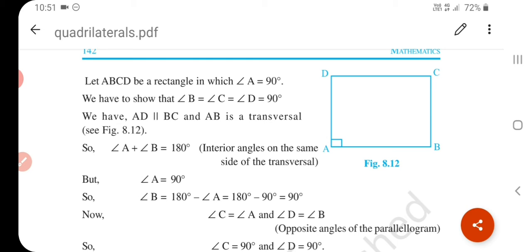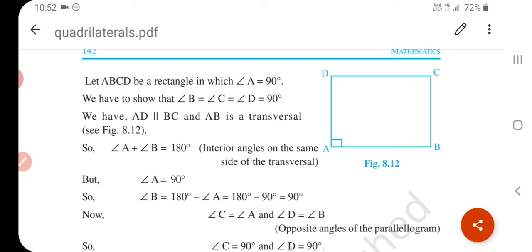Okay, understand? Now next, properties of a rhombus. Since every rhombus is a parallelogram, therefore it has all the properties of a parallelogram. An additional property of a rhombus is all the sides of a rhombus are equal, we know that, and the diagonals of a rhombus intersect at right angles. See, in a rectangle the diagonals are equal, but in a rhombus the diagonals intersect at a right angle. Okay, understand? And the diagonals bisect the angles of a rhombus.